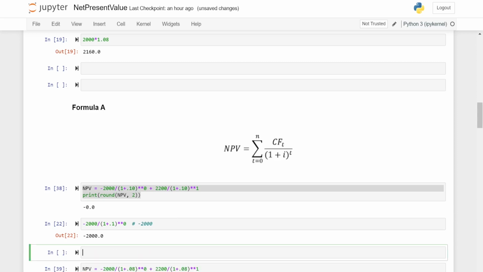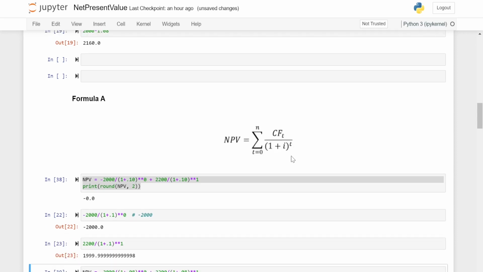So what we'll do? 2200 divided by 1 plus, what is the interest rate? Again 10%, like this. And what is this period now? This period is 1. Period 0 is this year. Period 1 is 1 year down the line. So we'll say raised to the power 1. And when we do this, what will we get? We'll get 2000 rupees. Correct? Let us round it to 2 decimals. 2000 rupees. Correct?